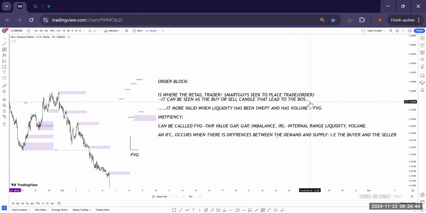volume, which is the gap. And now said gap is when there's a difference between the buyers and the sellers. A gap will now be created. So now let's identify the gap.